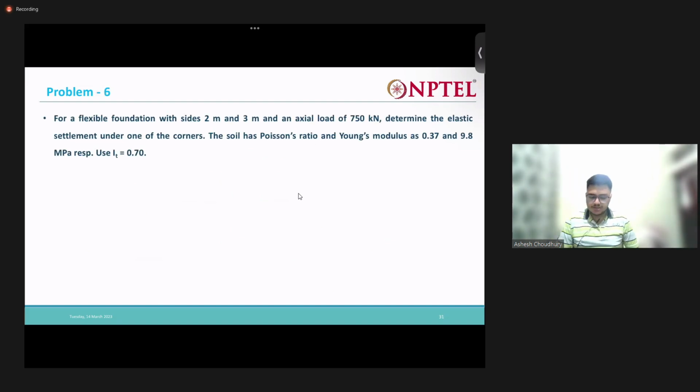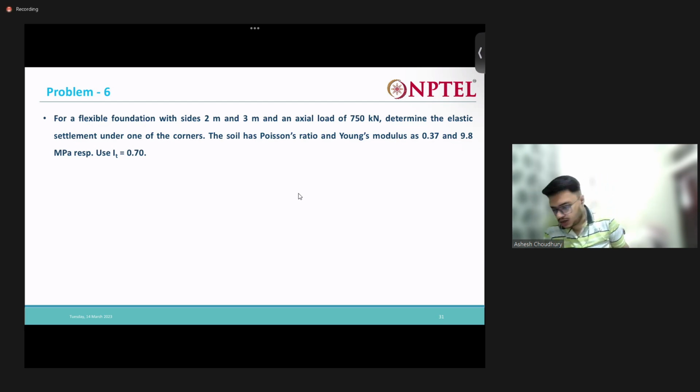So the next problem is actually not from consolidation, it's related to immediate settlement. For a flexible foundation with sides 2 meter by 3 meter, an axial load of 750 kilonewton is acting on the foundation. We have to determine the elastic settlement under one of the corners. The soil has a Poisson's ratio and Young's modulus of 0.37 and 9.8 megapascals respectively.